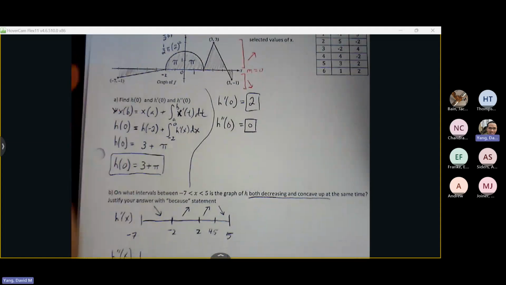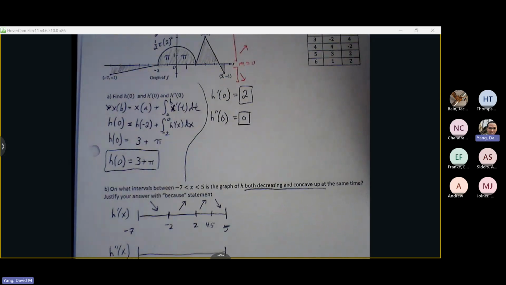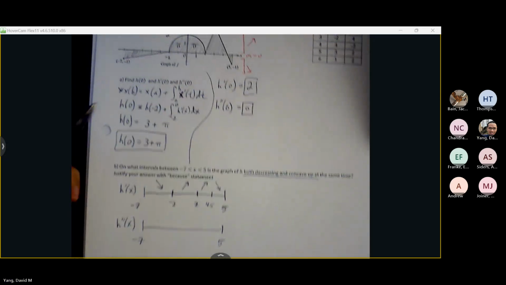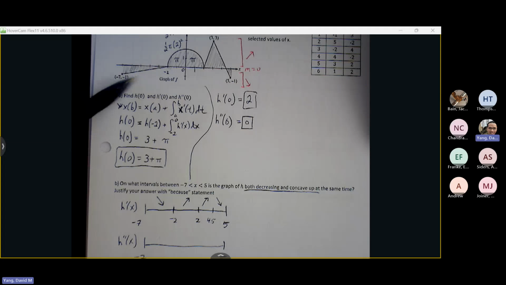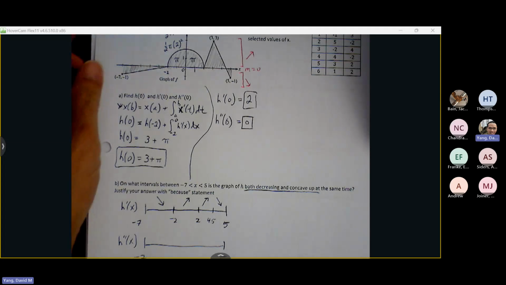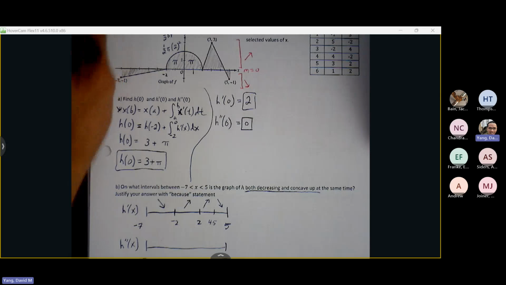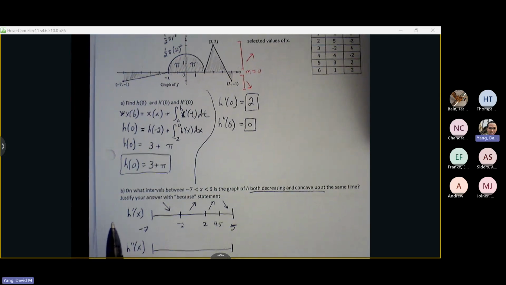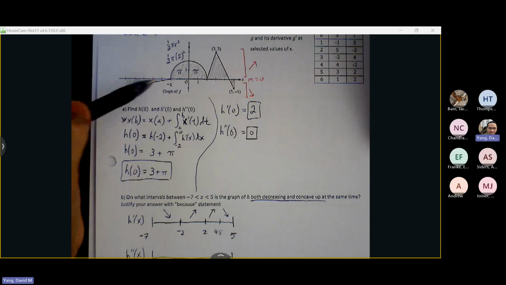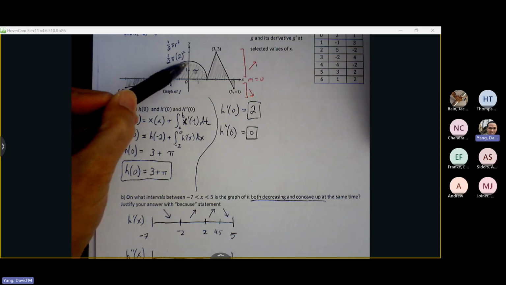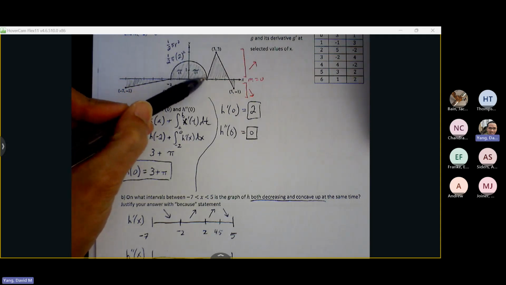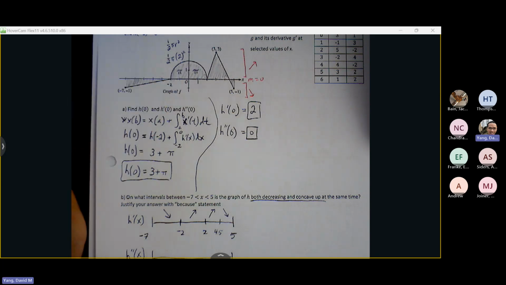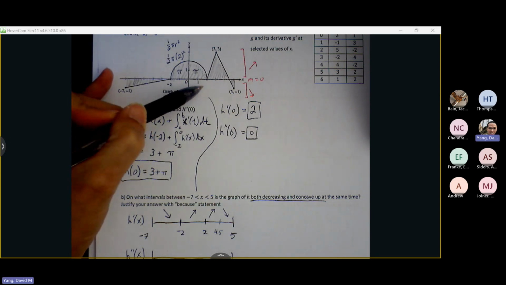And then if we want to create a concavity sign line, we can do that by looking at the peaks and valleys, right? Any relative mins and relative maxes will be points of inflection. So I have one relative max at 0. I have a relative min at 2, and then relative max at 3. So 0, 2, 3.